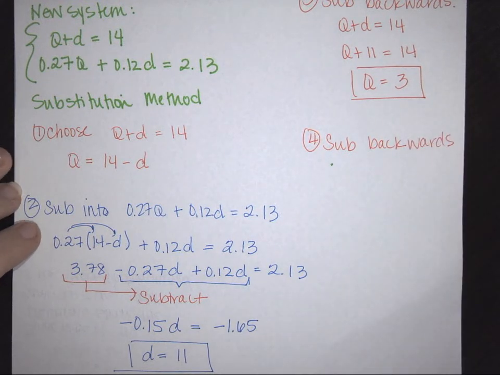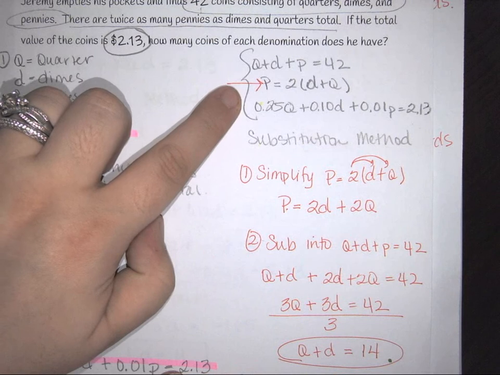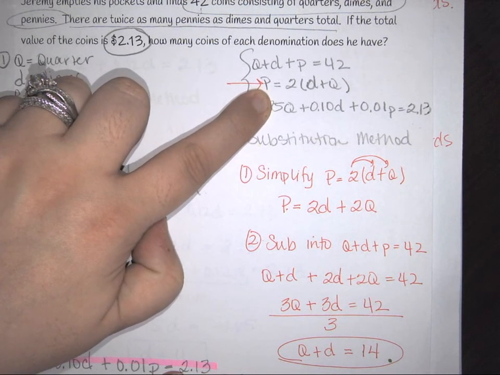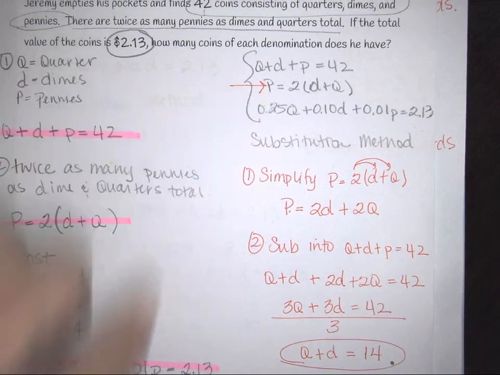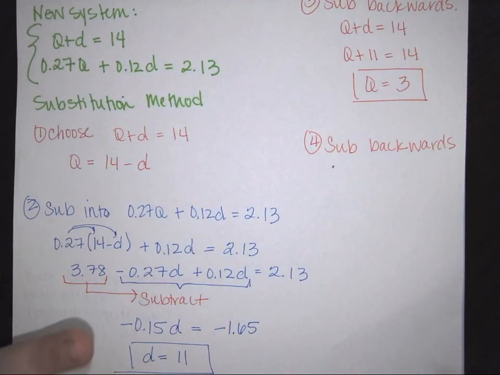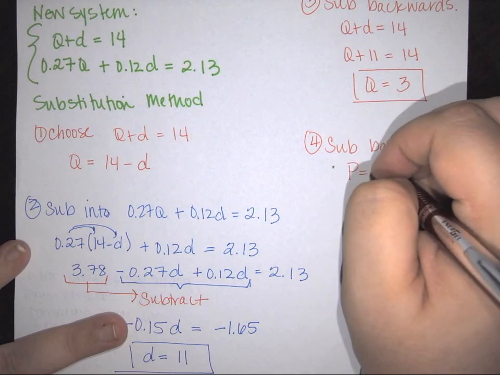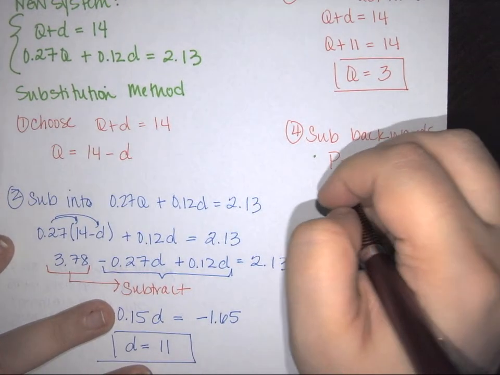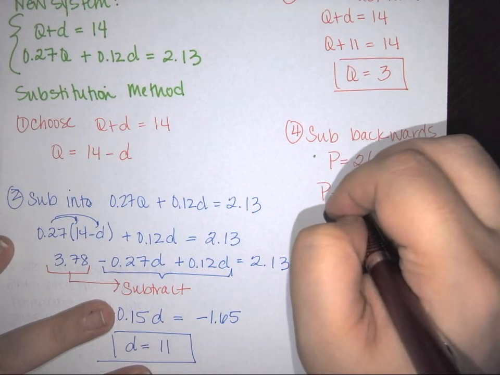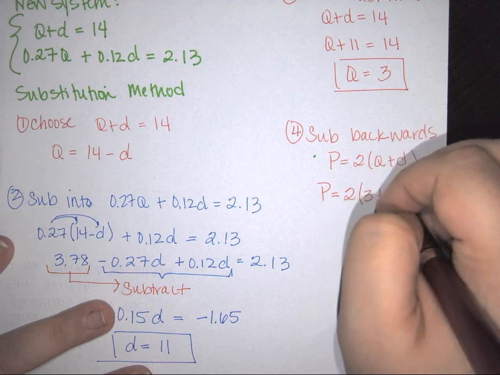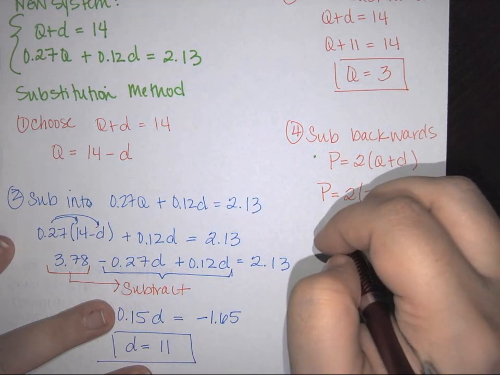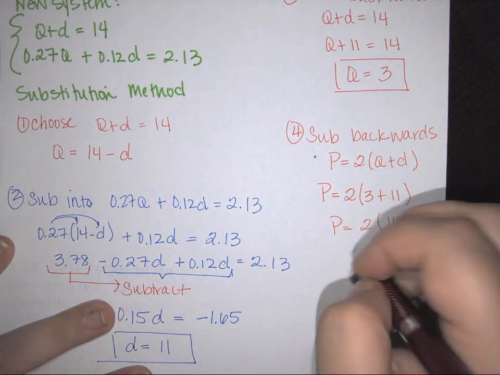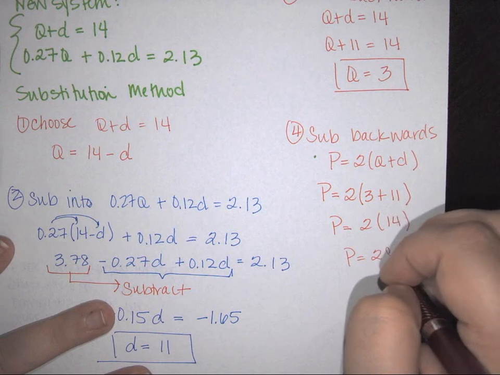which means I have to come all the way back to my original system here. And again, I already have an equation for pennies. Pennies equals twice dimes plus quarters. So I'm going to substitute into p equals 2 of dimes plus quarters. And so here my pennies is going to be 2 of my 3 plus 11. So this is going to equal 2 times 14. So my pennies equals 28.